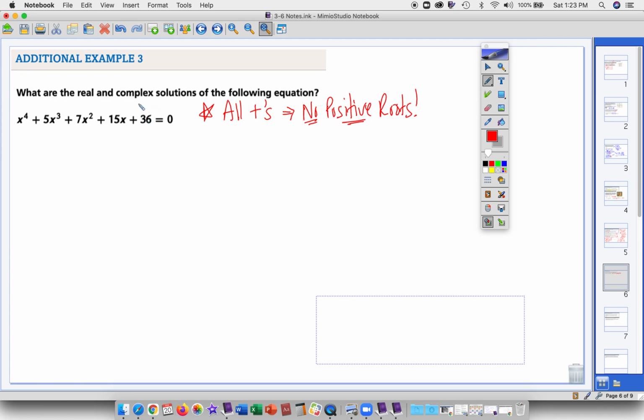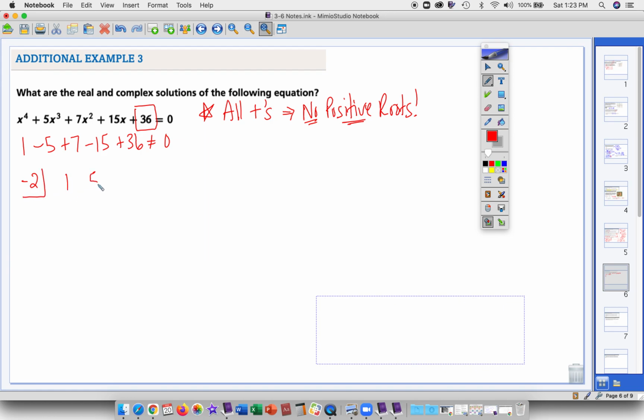Our possible roots are the factors of 36. Okay, so if I try negative 1, if I'm just going to plug it in, that would give me -5 plus 7 minus 15 plus 36. That's not going to give me 0. So negative 1 is out. Let's try division by negative 2. Let's see what happens here.